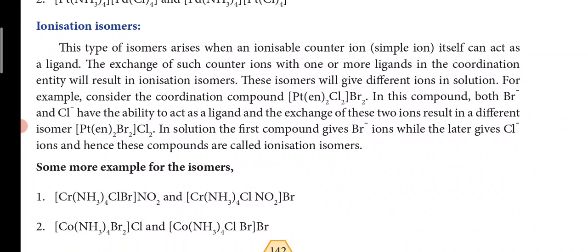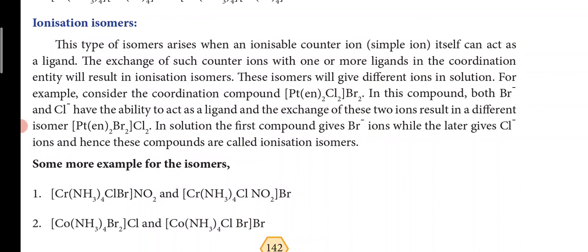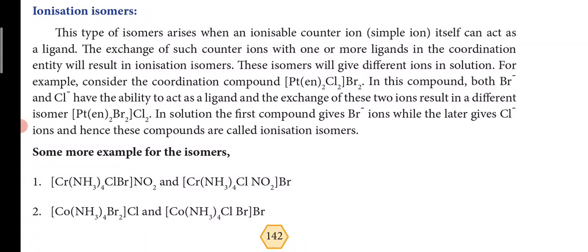So next is ionization isomerism. This type of isomer arises when an ionizable counter ion, so an easily removable counter ion, should be a simple ion. It itself can act as a ligand. The exchange of such a counter ion with another one or more ligands in the coordination entity will result in ionization isomers. So if we remove an easily ionizable ion and exchange it, then that is an ionization isomer.